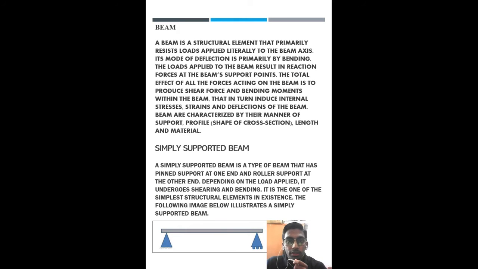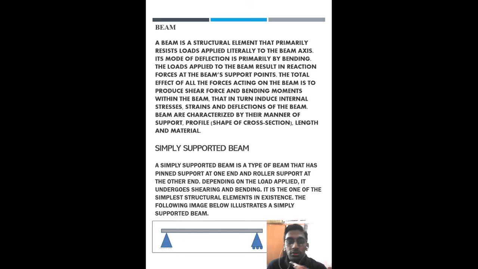Okay, what is a beam? A beam is a structural element that primarily resists loads applied laterally to the beam axis. Its mode of deflection is primarily by bending. The loads applied to the beam result in reaction forces at the beam support points. The total effect of all the forces acting on the beam is to produce shear force and bending moments within the beam that in turn induce internal stresses, strain, and deflection of the beam. Beams are characterized by their manner of support, profile, shape of cross-section, length, and material.